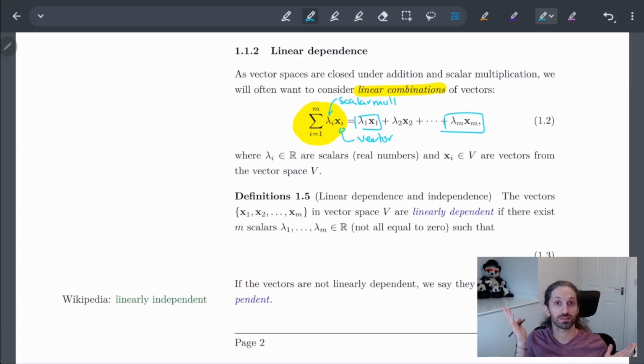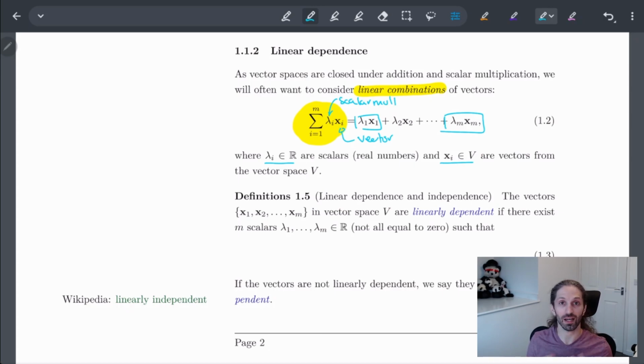That's it. Here we'll denote lambda i as scalars. Here they're real numbers, but remember, it doesn't have to be real numbers. We could have taken rational numbers, complex numbers, finite fields, etc. And then the vectors come from the vector space. The first thing we're going to define is linear dependence.